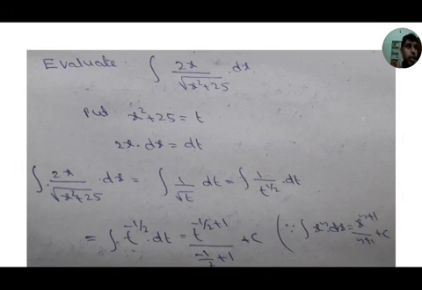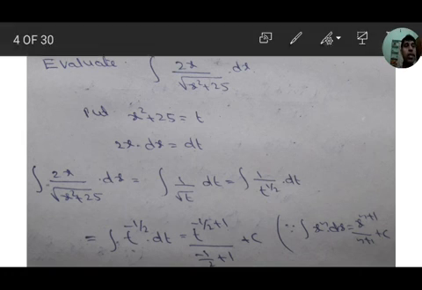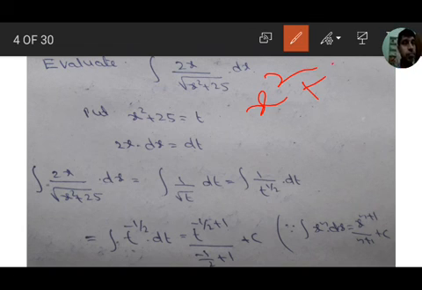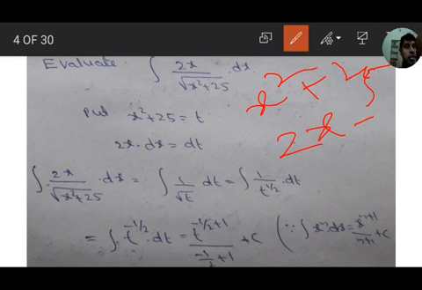Question. Evaluate integration 2x by square root of x square plus 25 dx. So here what is the function and what is the derivative? Function whole to the power of n, and its derivative. We observe the function is x square plus 25. What is its derivative? The derivative of x square is 2x, the derivative of 25 is 0. Therefore it is 2x. 2x dx means 2x is the derivative.